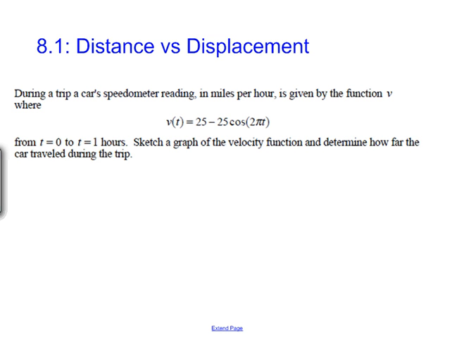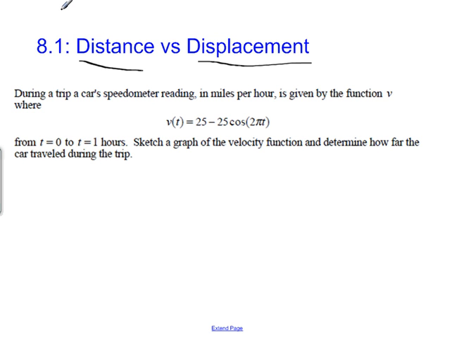All right, in this video, we're going to be looking at applications of the definite integral. And the first application that we're going to be looking at is actually something that we've done already before. We are going to be looking at distance versus displacement.